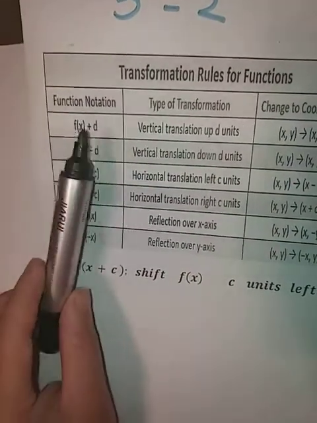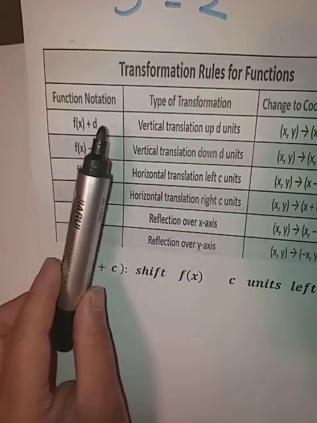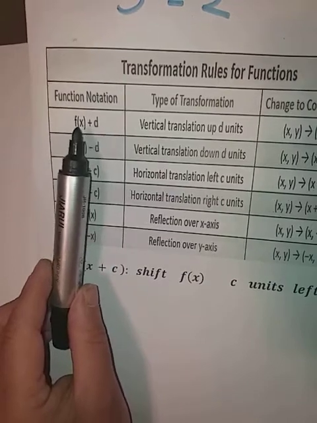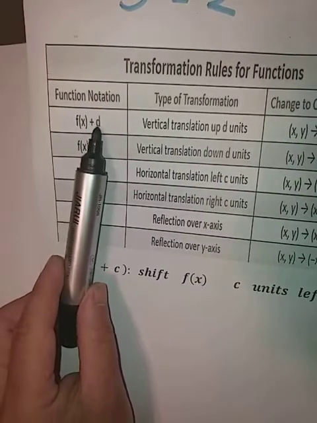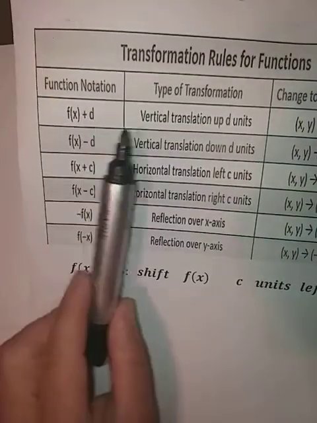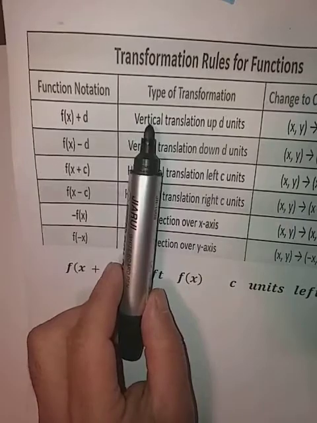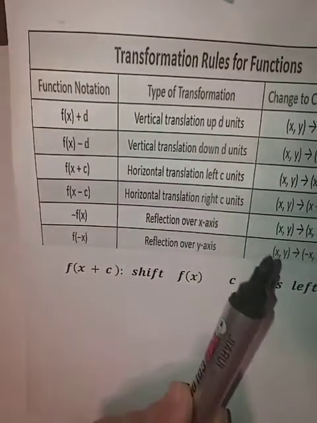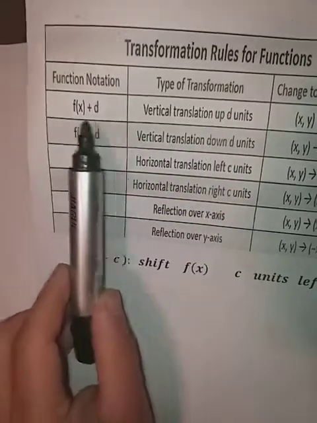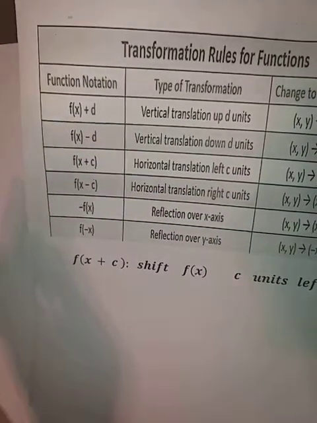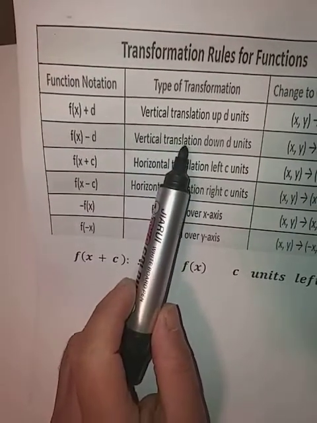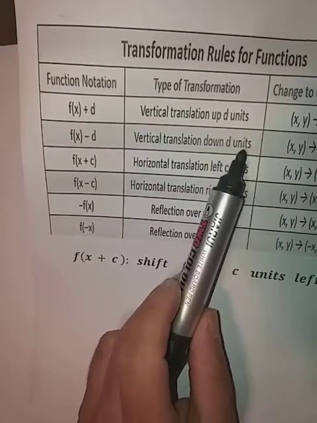This is the function f of x, plus a number d, or plus c, any number. We have f of x, and a number outside the bracket. Then this transformation is a vertical translation, d units up. Plus d we go up, minus d is a vertical shift, d units down.